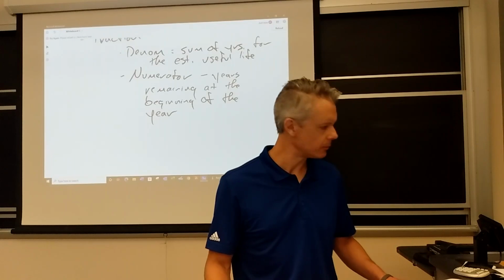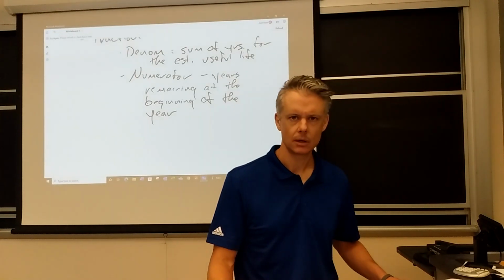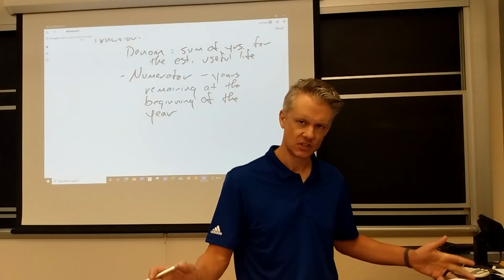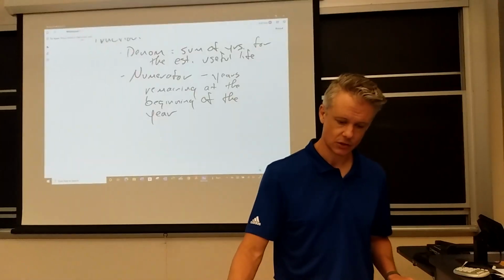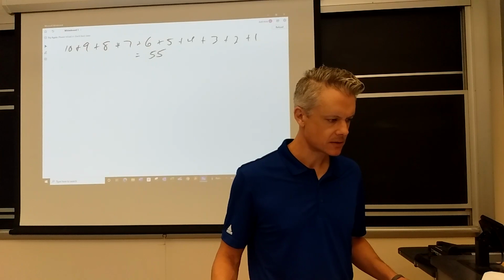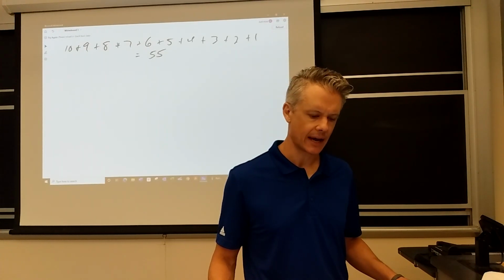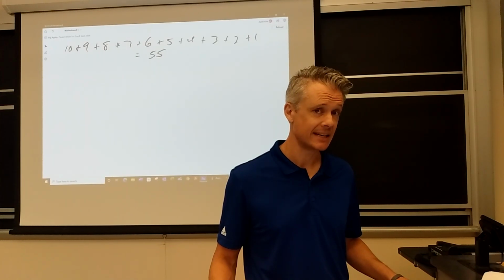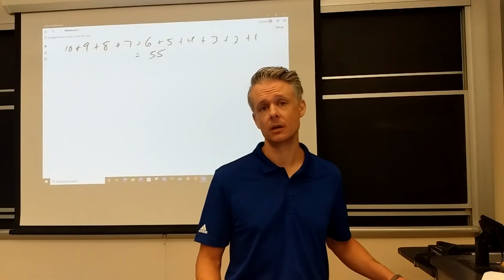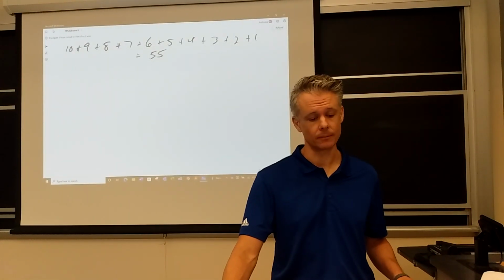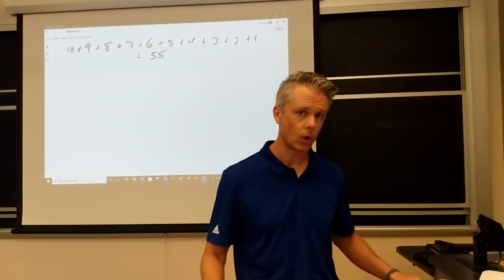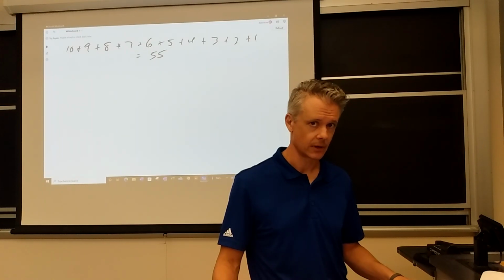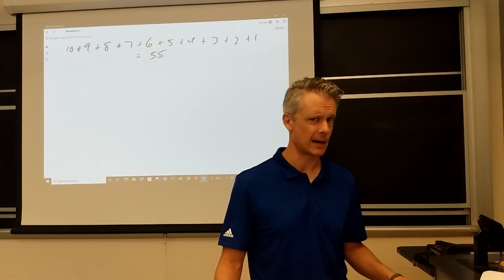Let's look at an example from E-14. Same situation, but here we'll use sum of the year's digits. It says that this machinery has a useful life of 10 years. If we're thinking about the denominator using sum of the year's digits for depreciation, I have it on the screen here: 10 plus 9 plus 8 and so on is 55. That's going to be our denominator.